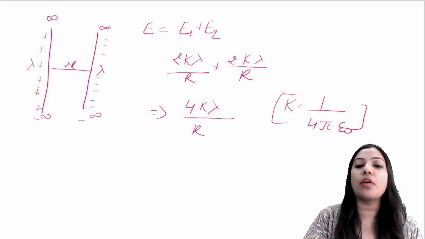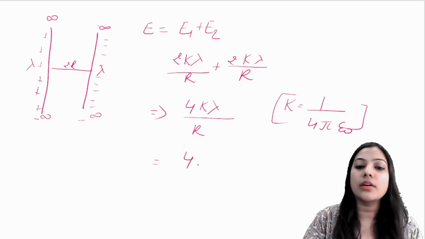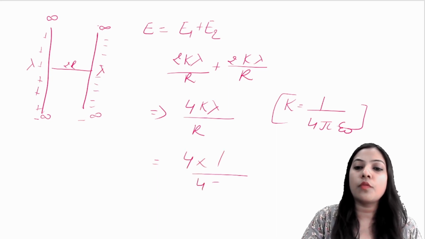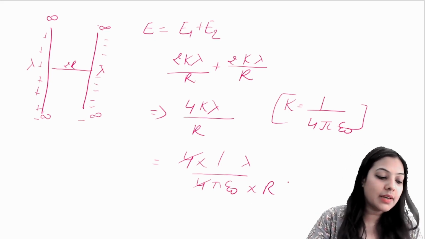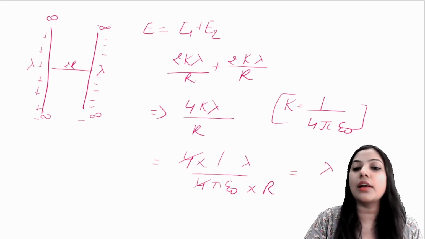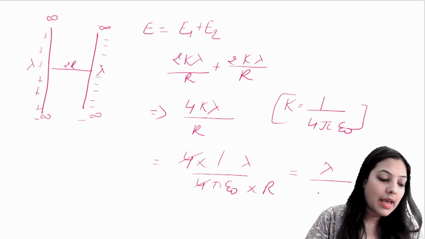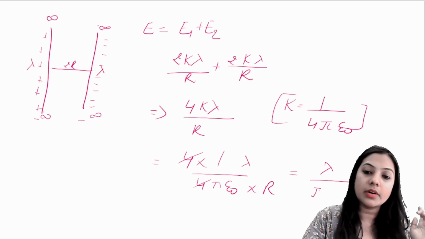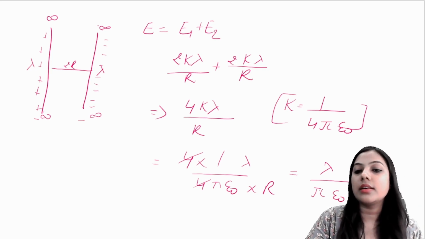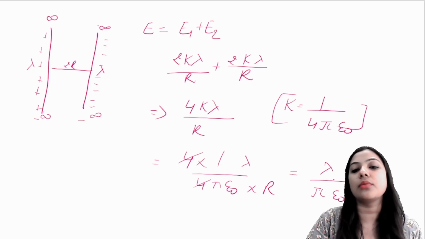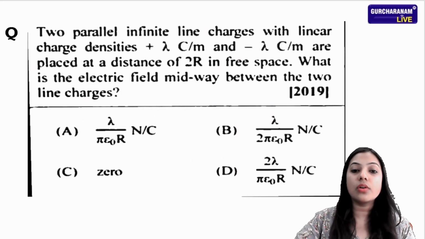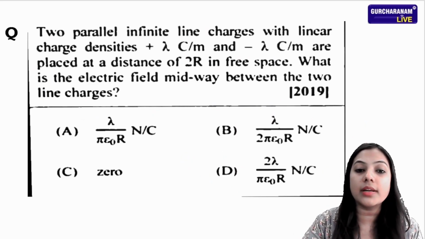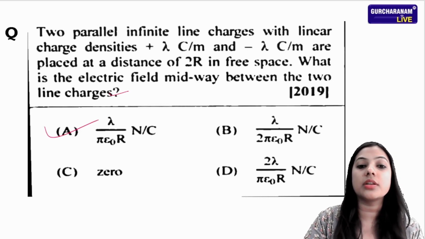If we put this value of k in this equation, what will we get? We get 4 upon 4 pi epsilon naught, lambda upon R. So 4 is cancelled by 4. Sorry, this is lambda. We get the value lambda upon pi epsilon naught R. So option 1 is correct.